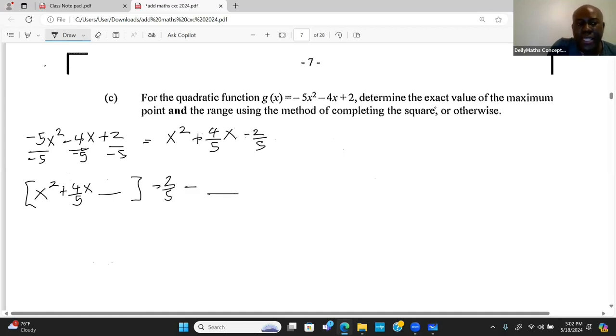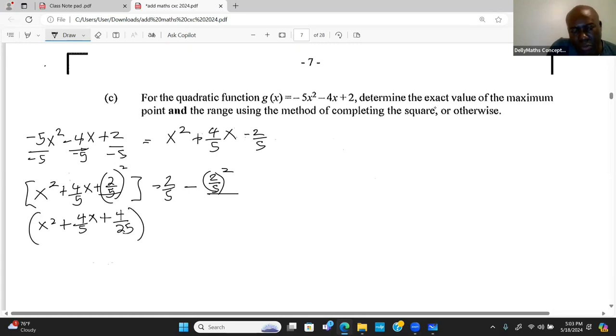It's half of b. This is 4 over 5. Half of it is 2 over 5, and I'm going to square it. But it's going to be a plus here, so I'm going to have to take it back here. So it's going to be 2 over 5 squared here. So basically, if I should just write this so that we could look at it, this is x squared plus 4 over 5x plus 4 over 25 right here.